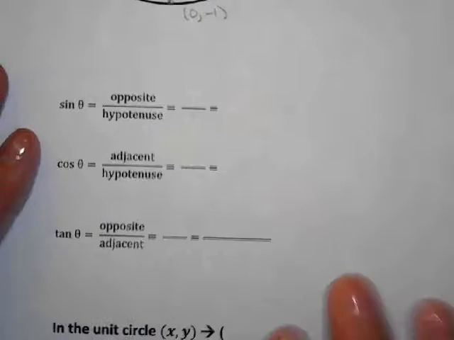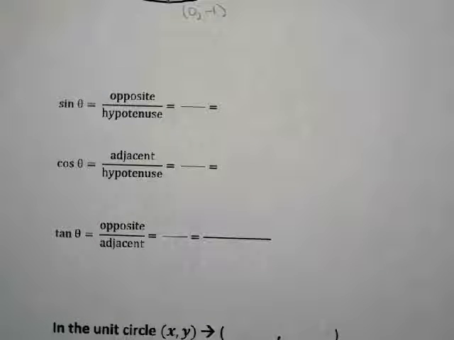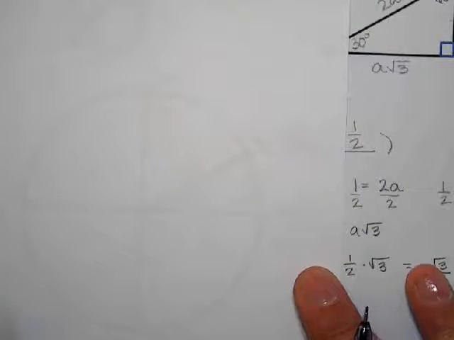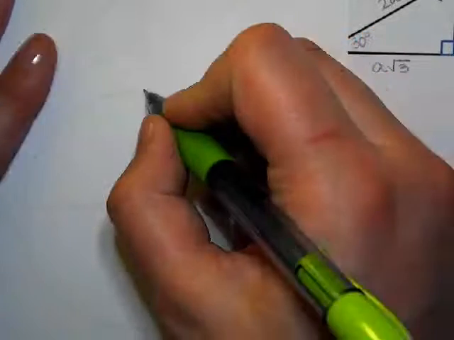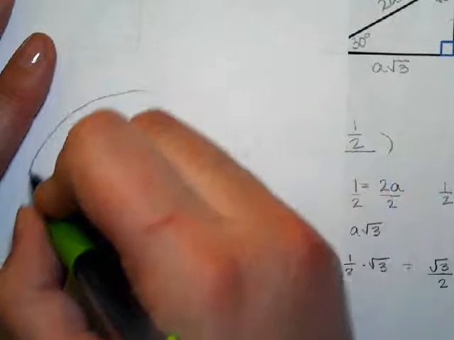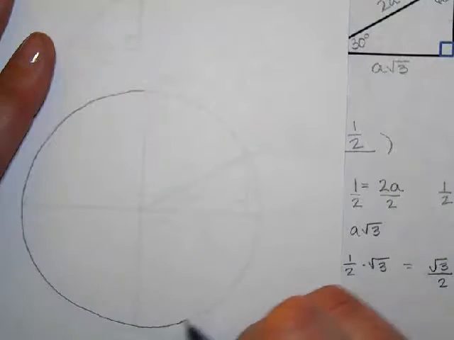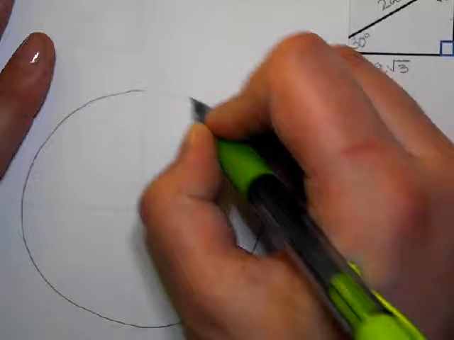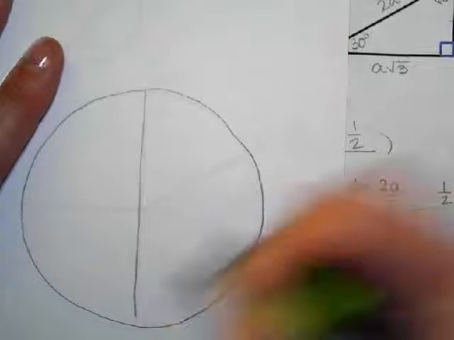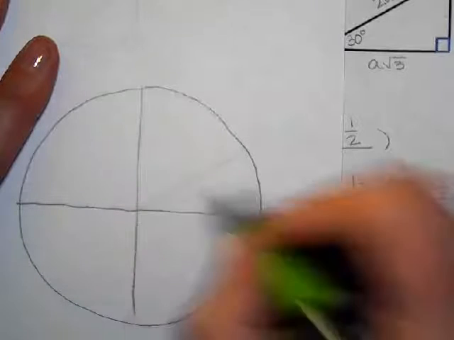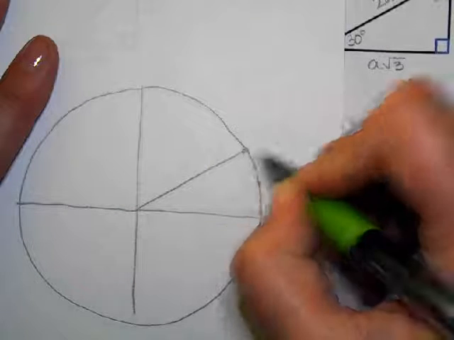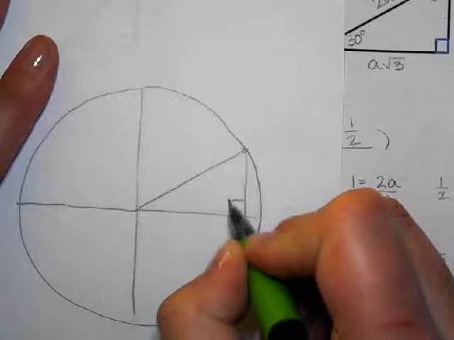Okay. So here's what I want you to do. You can trace this from the other page actually, if you want. I'm tracing one of the samples from the previous page. It just looks a little bit nicer if you trace it. Okay. So go ahead and draw something that looks like that.